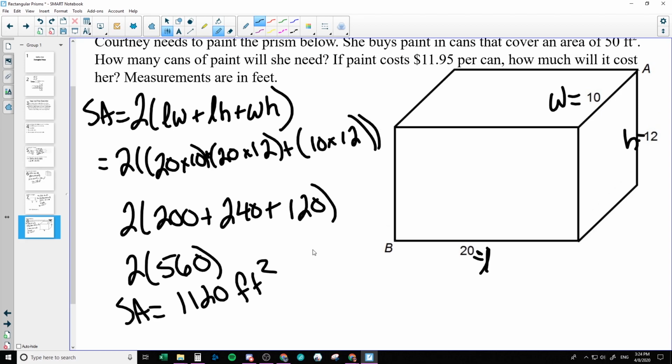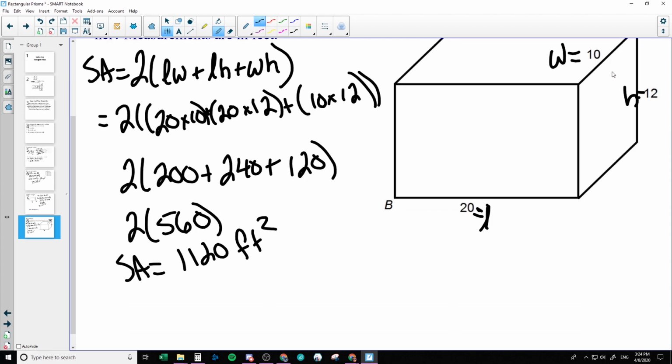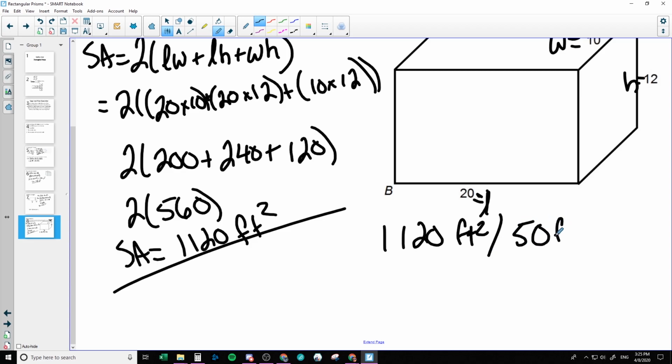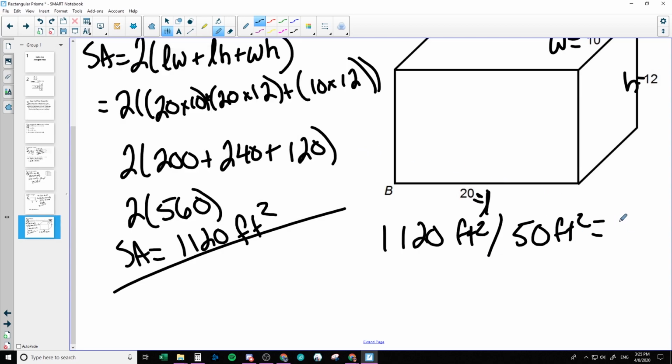But then it asks us how much paint, how many cans of paint is she going to need? So this is the next step. We know 1 can of paint can cover 50 square feet. So we need to see how many cans of paint is it going to take for 1,120 square feet. So that's step 1. Now we're going to do 1,120 square feet divided by 50 square feet to see how many cans of paint she is going to need. That gives us 22.4.